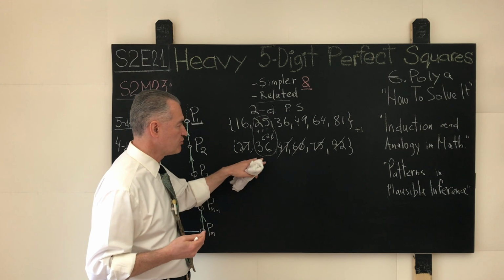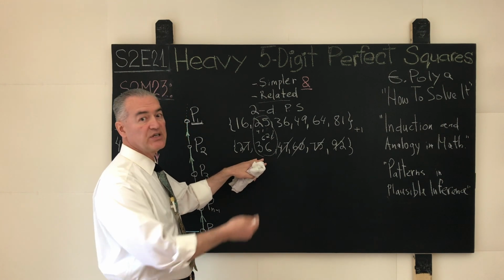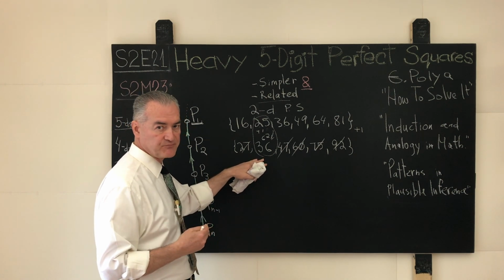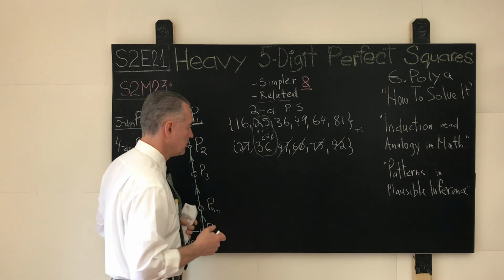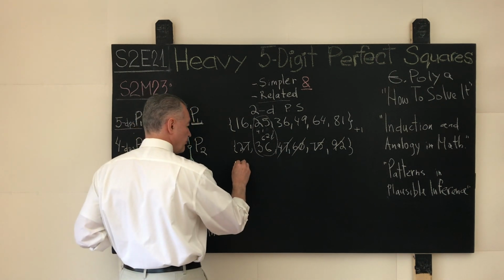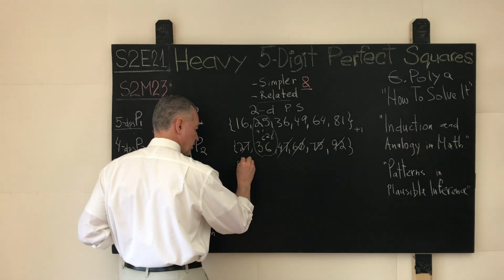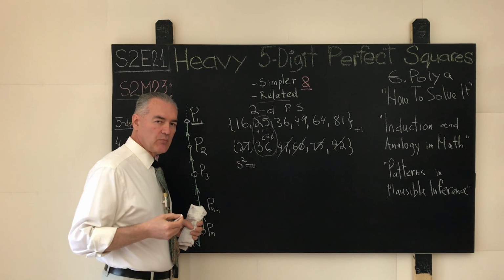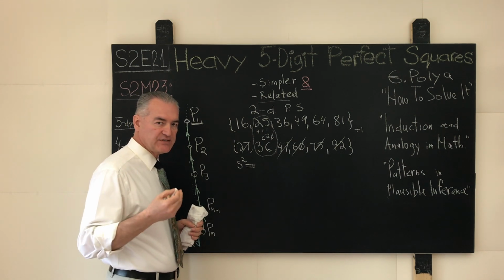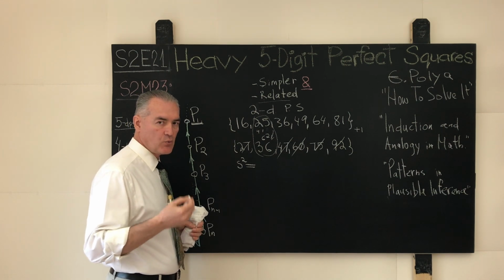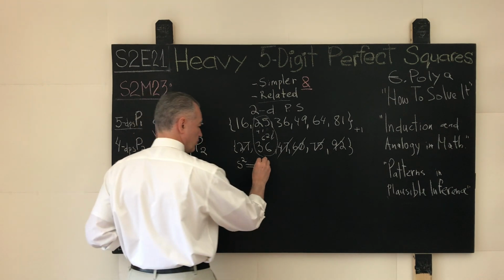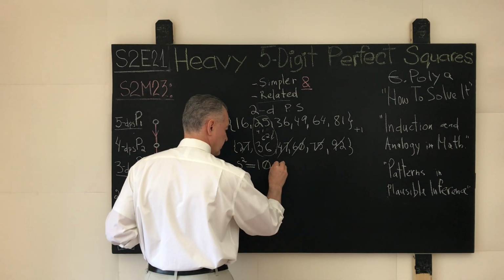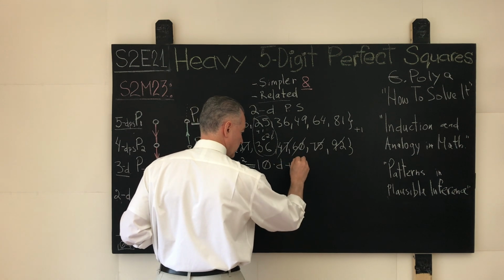So how would we approach this problem using the insight that we gained in the solution of the previous problem? Well, if our perfect square, S squared, is a 2-digit number, then in base 10, how will that number be represented? Well, we'll write it as 10 times d for decimals plus u.